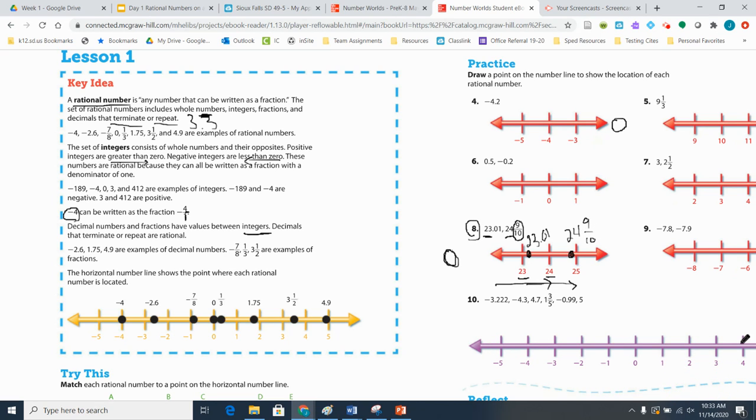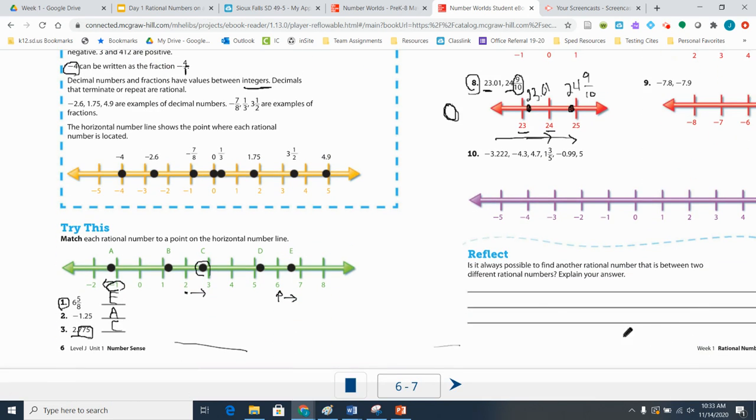Okay, number 10. As you plot a bunch on a bigger number line, you can do this. And then don't forget about the reflection question. Is it always possible to find another rational number that is in between 2 different rational numbers? Explain your answer. So this kind of goes with what we talked about. I sometimes had you list 2 numbers in between 2 integers. Can you think of more than 2?